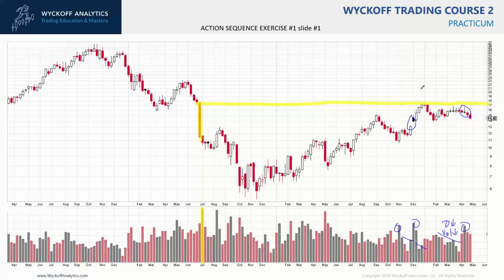As volume goes down, price tries to go up, but it gets rejected pretty easily at that $17 price range. And then volume comes in and price easily begins to move to the downside. That's okay. What I would do is rephrase this a little bit.